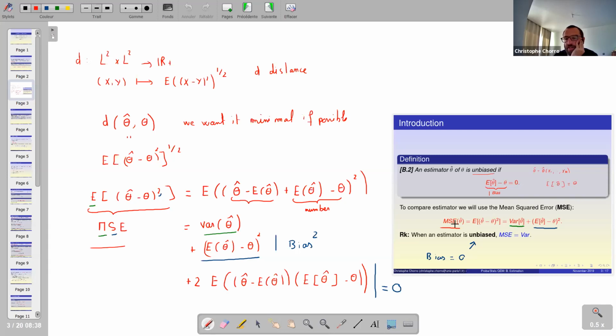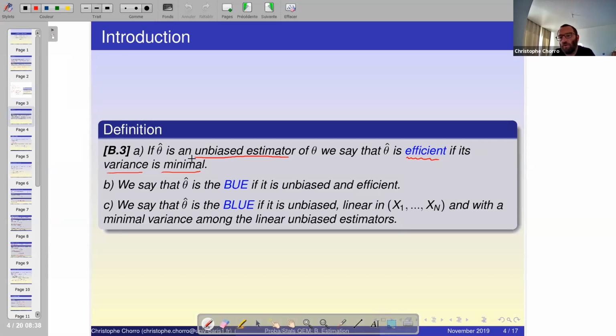The variance in this case is the mean square error. So in fact, I want to minimize the variance. And if it's possible for me to minimize this variance, I will call the corresponding estimator efficient, okay? So what we want is to be able to find such a theta hat, to find unbiased estimators that are efficient, depending on the problem of interest, okay?